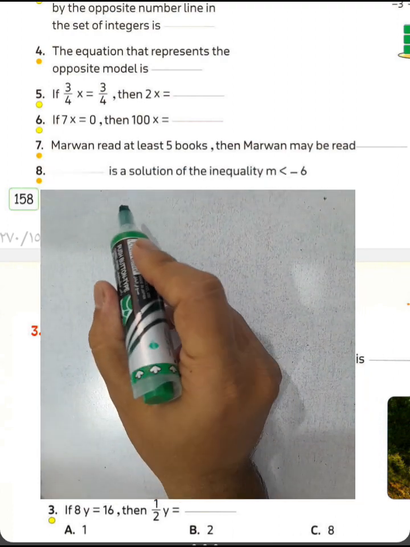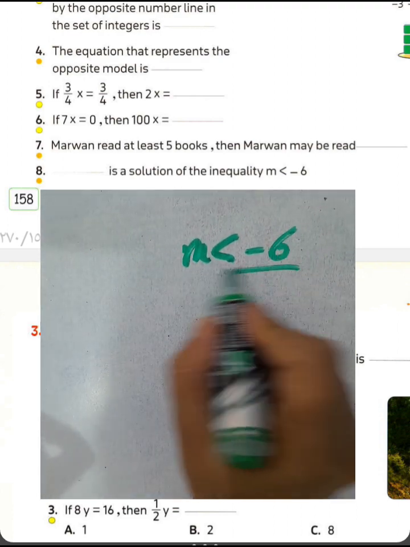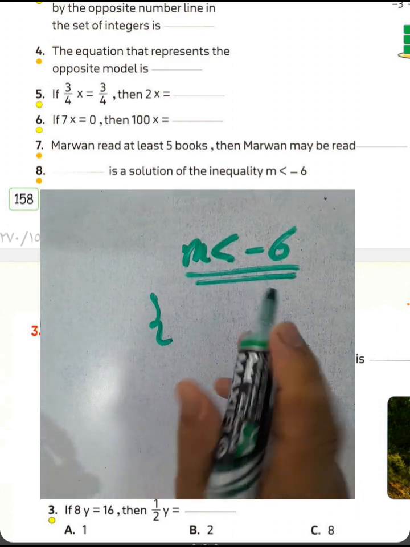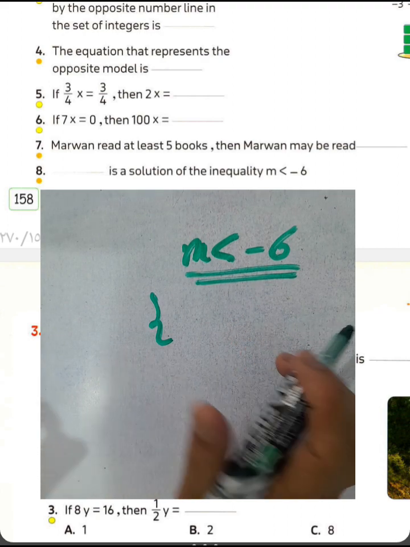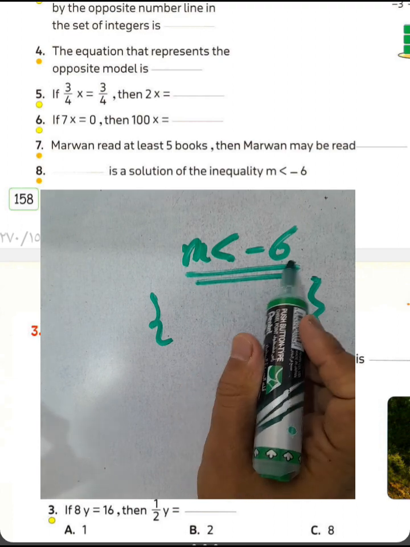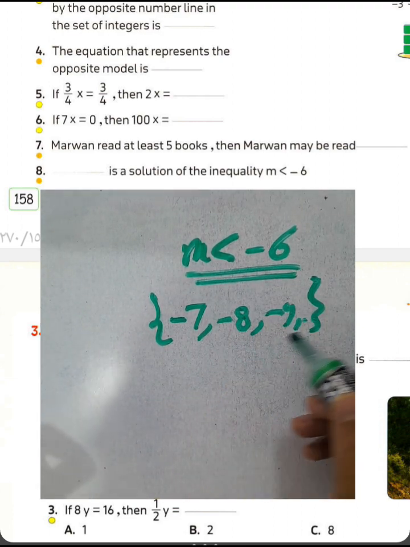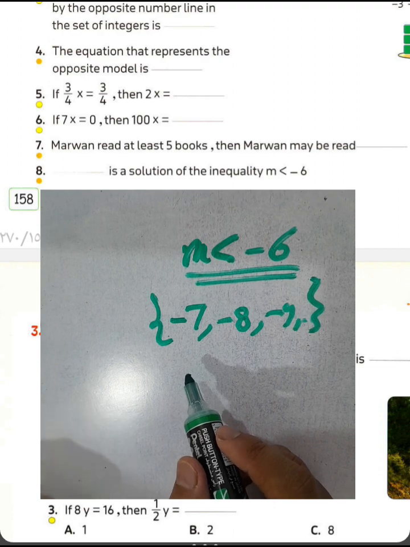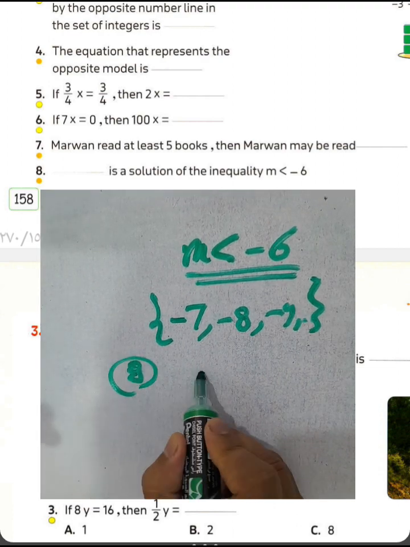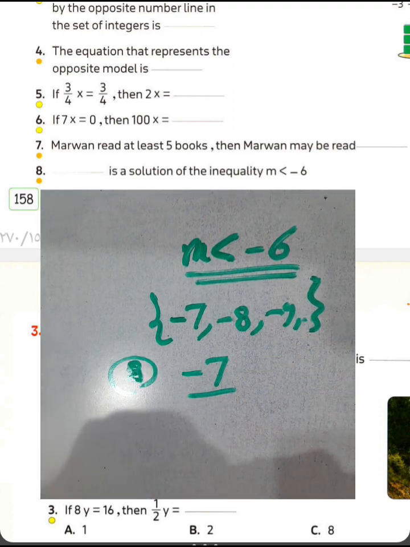Question number 8. What is the solution of the inequality m less than negative 6? Who can tell me the solution? We can write the solution here by using the set of integers. n less than negative 6, we can write negative 7, negative 8, negative 9, down to negative infinity. Then for question 8, you can write negative 7 or negative 8 or negative 9, negative 10, as you like. Okay.